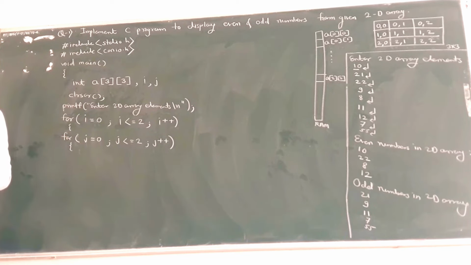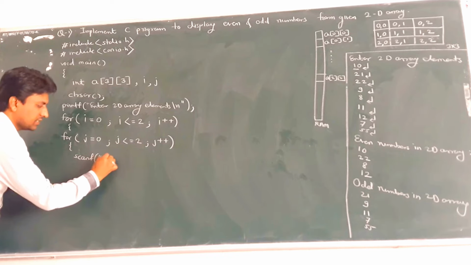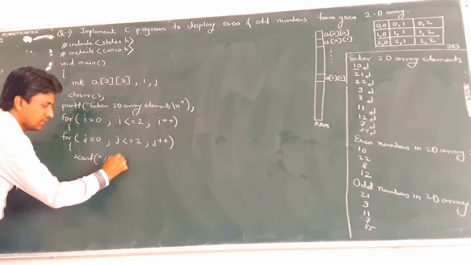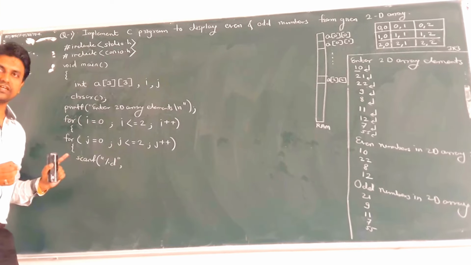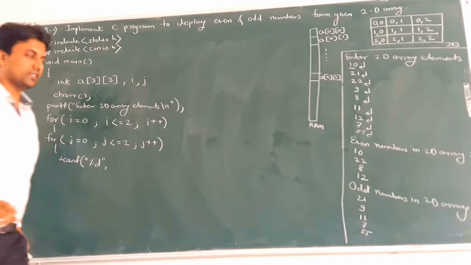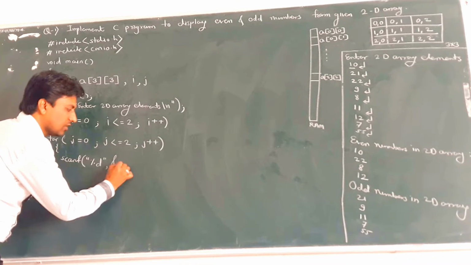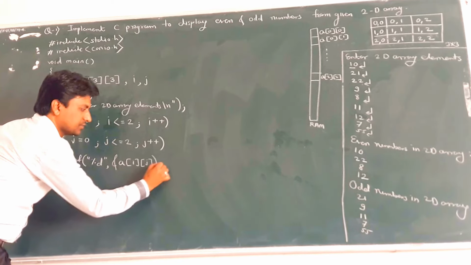Next we have to use the scanf statement. Scanf, %d to scan an integer value, where we want to store that value at the array index of a of 0, 0, that is, the first element is saved. So at the address of a of i comma j.